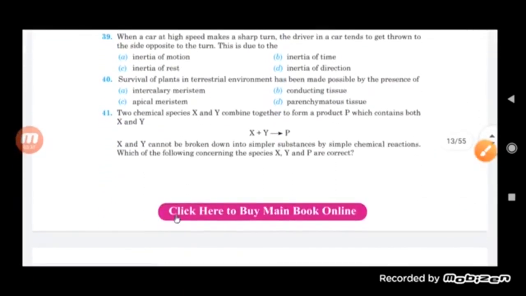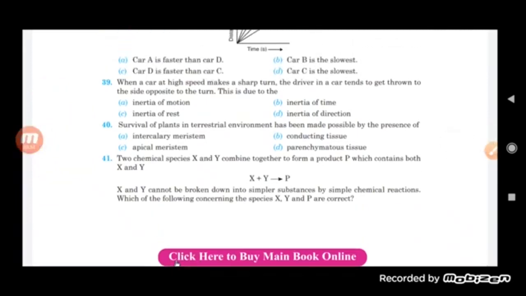Now let us see the next one. When a car at high speed makes a sharp turn, the driver in the car tends to get thrown to the side opposite to the turn. So we can say here that it is because of the inertia of direction. Actually, in some places it is written as inertia of motion, but it will be the inertia of direction.